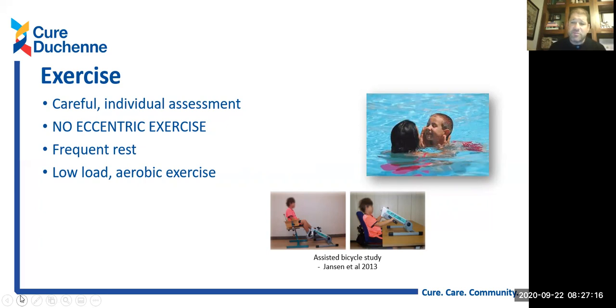Incorporate frequent rest breaks into the exercise. So exercise in and of itself for kids with Duchenne is not bad. It's just the appropriate exercise, building in rest breaks. And then low load aerobic exercises are best. Swimming, bicycling, things like that.